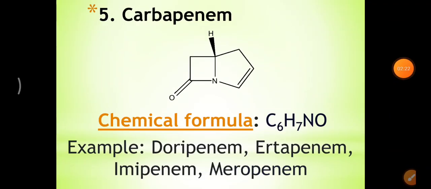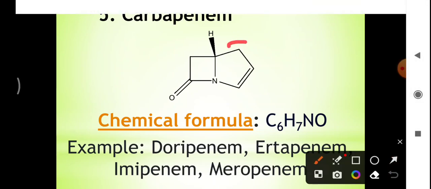Next is carbapenem. Carbapenem also has a 5-membered ring as does the penicillin, but it has a carbon at position number 1 instead of sulfur. It is a carbon instead of sulfur, along with the beta-lactam ring. Carbapenems among the beta-lactams are broad spectrum antibacterial agents, and the most common example is doripenem.